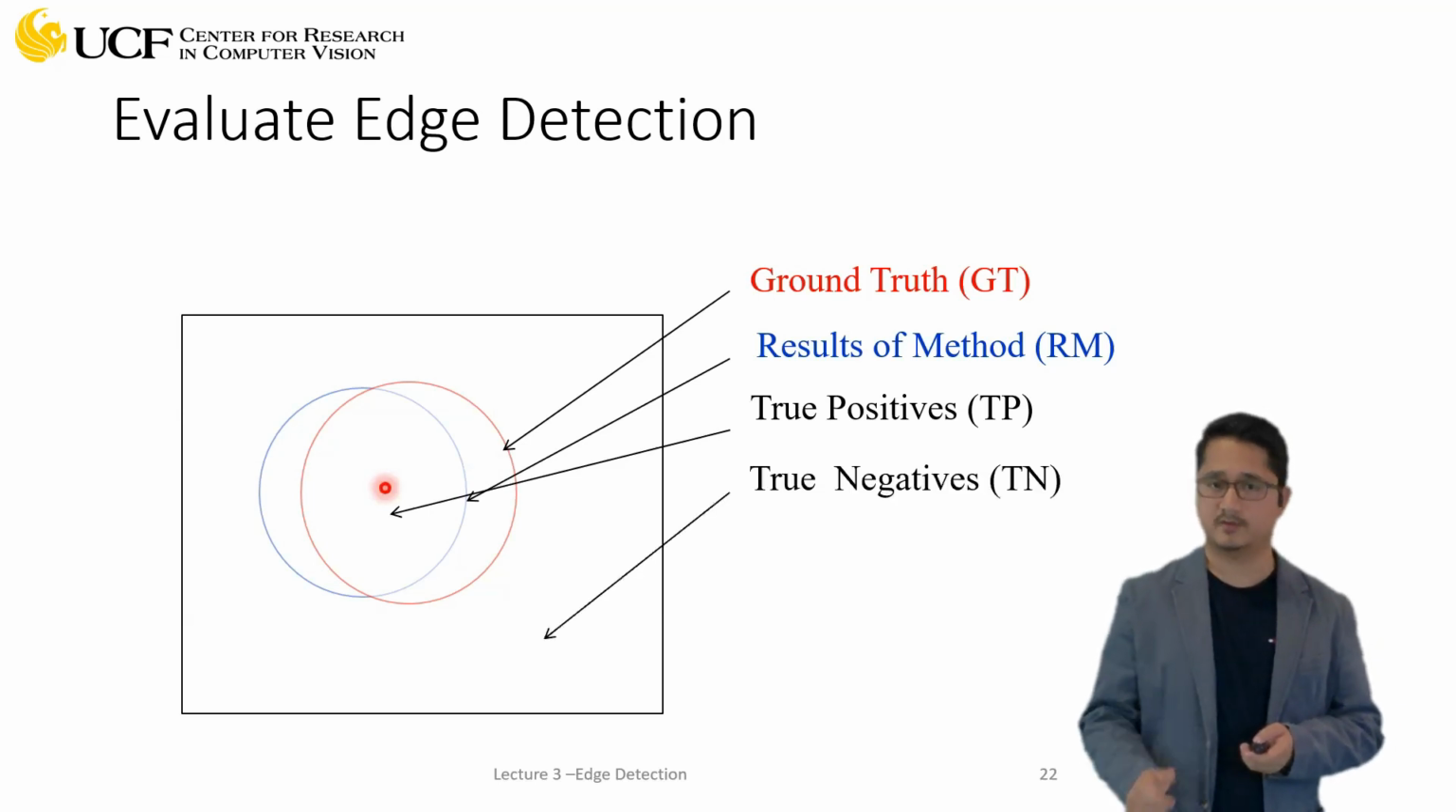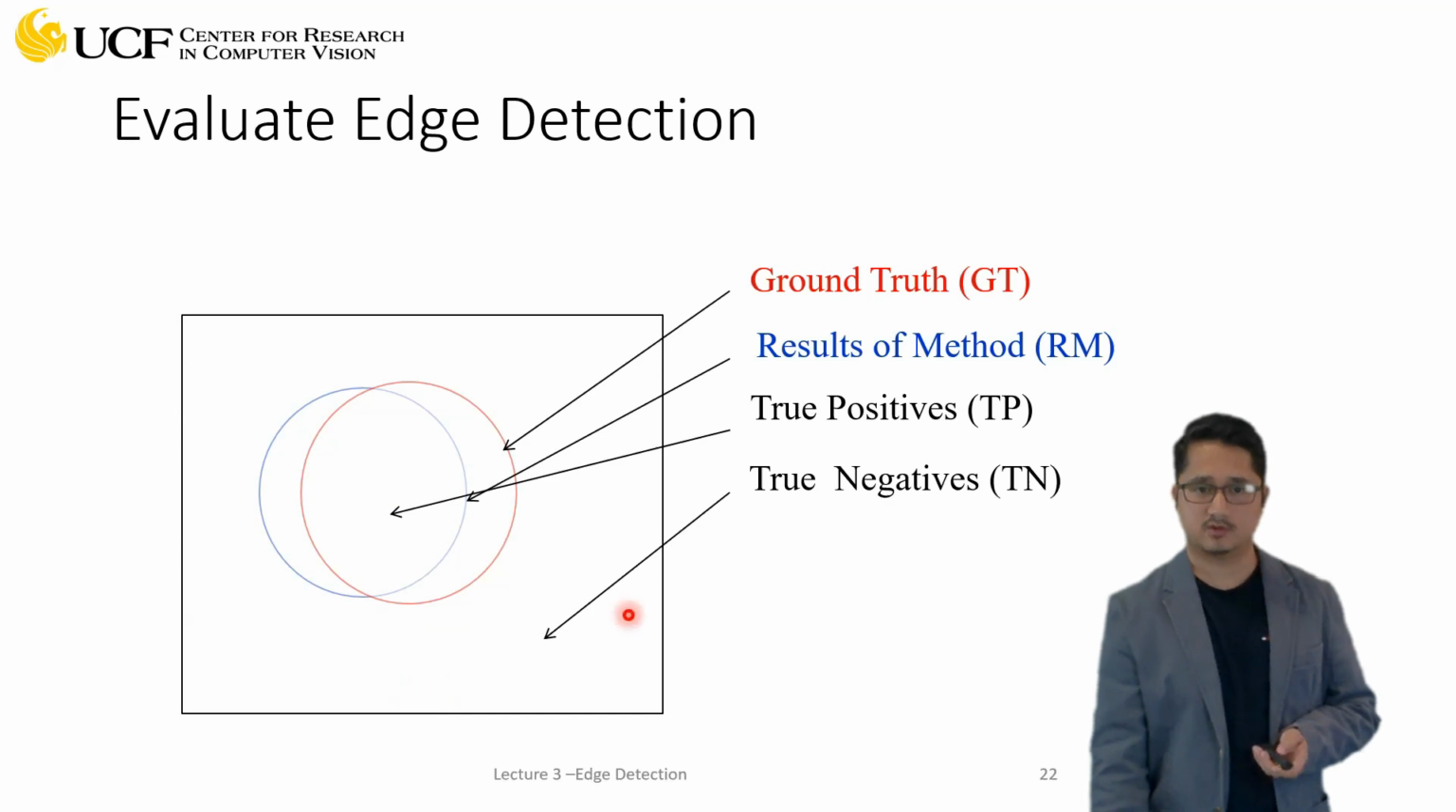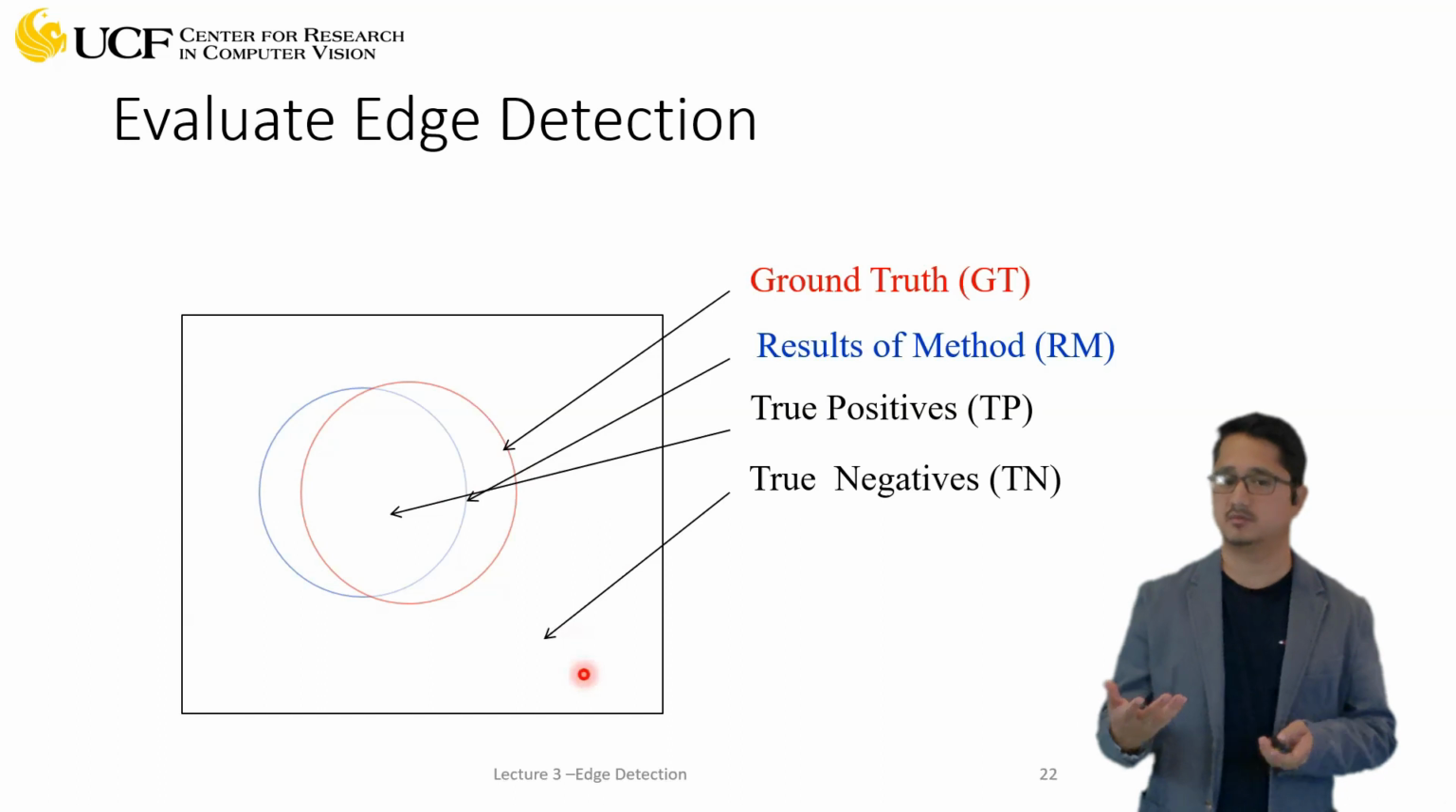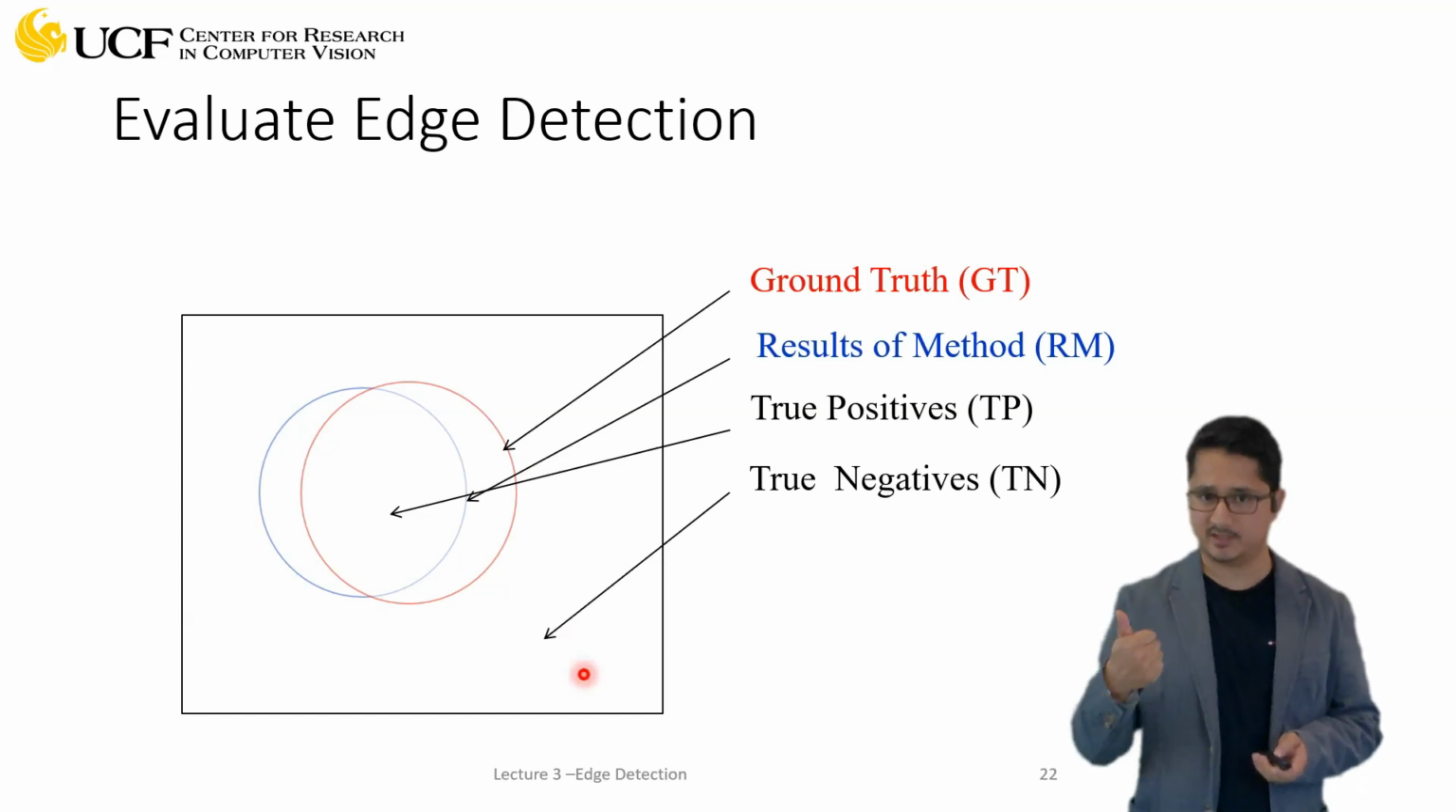Then true negative: all these were not edges. These are outside your red circle, right? And our method also said these are not edges. So these are negatives, but true negatives.